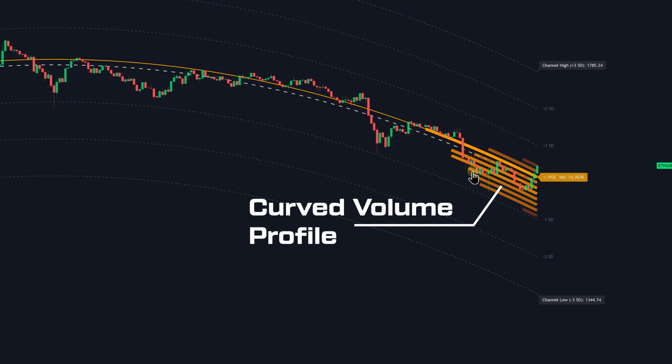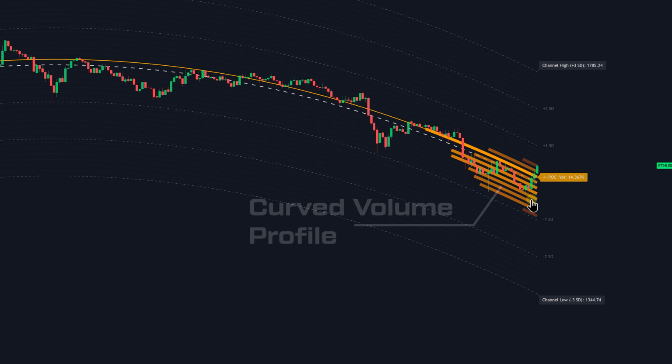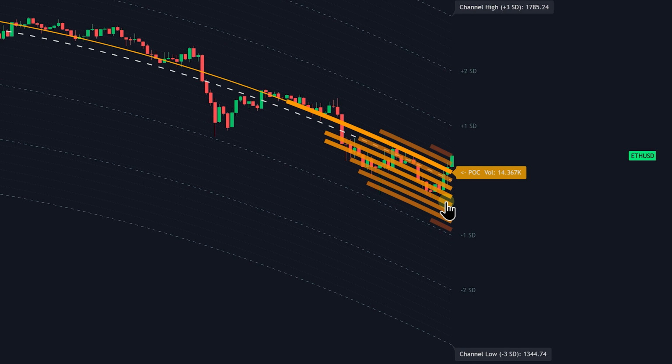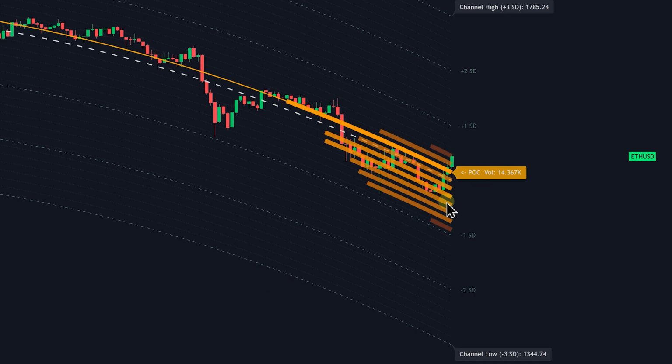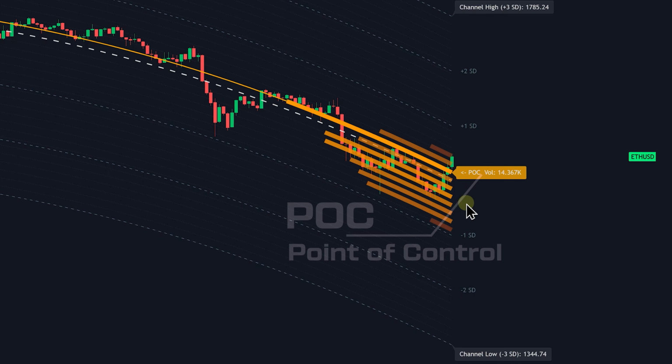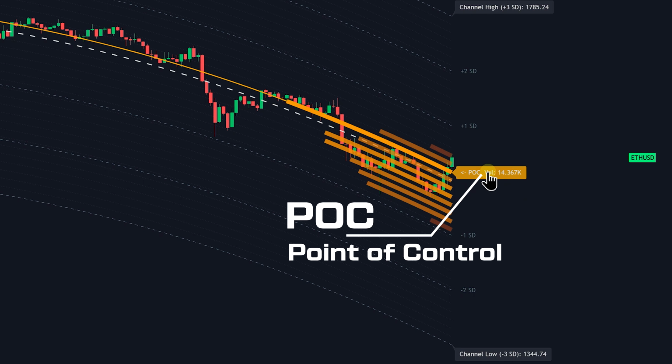This is the orange profile you see on the right side of the channel. The bars show where volume is concentrated inside the regression structure. Longer bars mean more volume traded at that level, while shorter bars mean less volume traded at that level. This is useful because volume tells us where the market spent the most time and where traders showed the most interest. The fourth component is the POC, which means point of control.